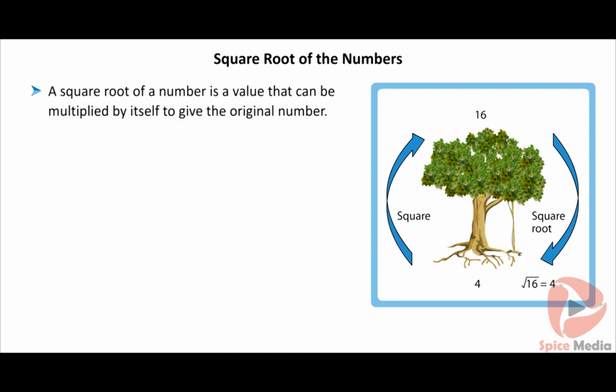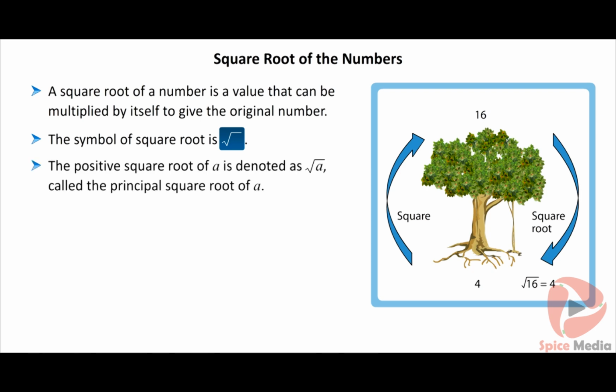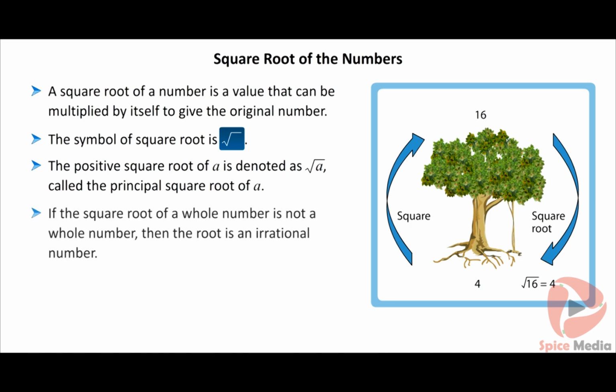Let us study the square root of numbers. A square root of a number is a value that can be multiplied by itself to give the original number. The symbol of square root is as shown. The positive square root of a is denoted as root a, called the principal square root of a. If the square root of a whole number is not a whole number, then the root is an irrational number. For example, the square of 4 is 16, and the square root of 16 is 4.